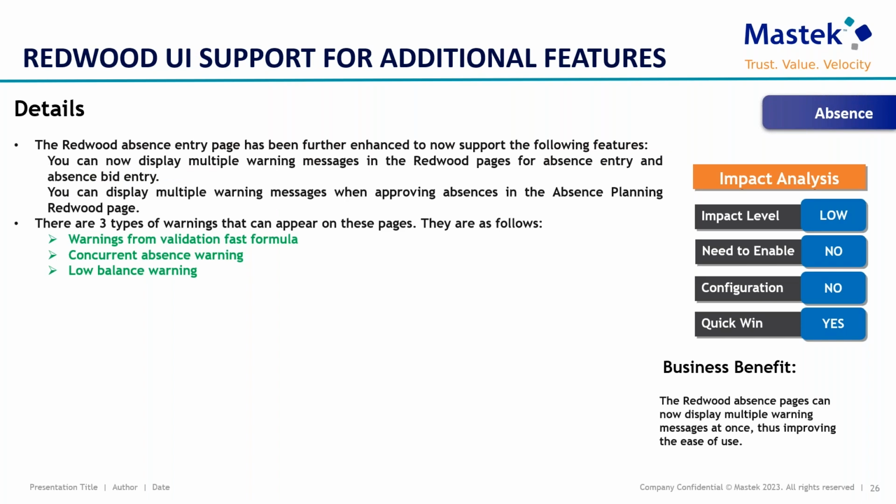Moving ahead, the next one is Redwood UI support for additional features. In terms of Redwood UI in the absence module, we can add a couple more features, and that is that you can add display warning messages. We can display warning messages while approving absences, while entering absences, and all of that. There are three different types where we can add the configuration for warning messages, and that is warning from validation in fast formula, concurrent absence warning, and low balance warning.